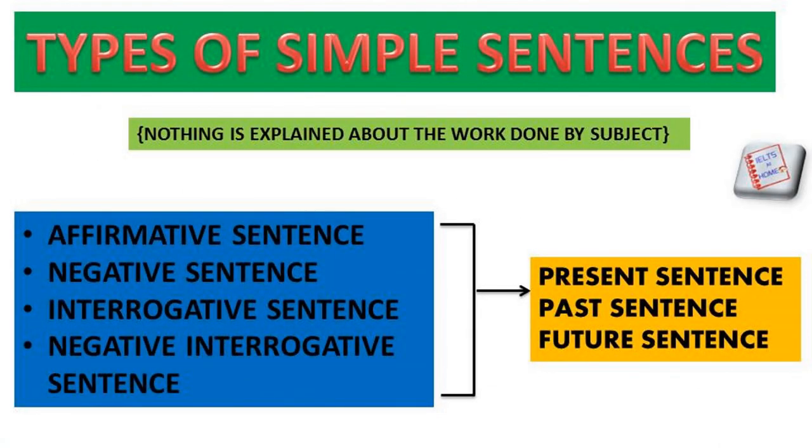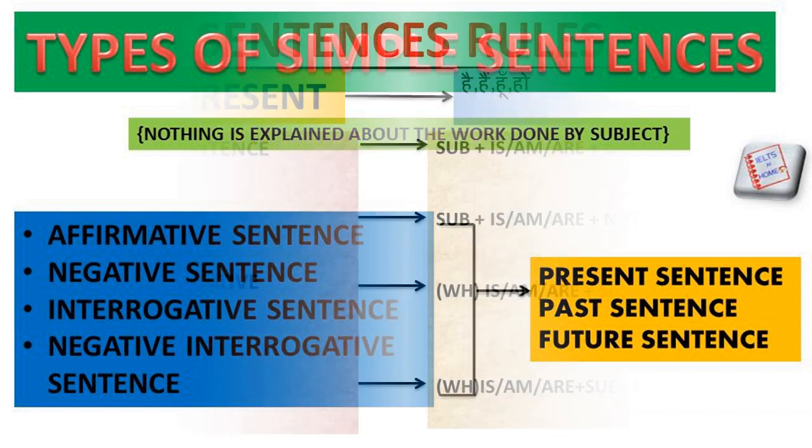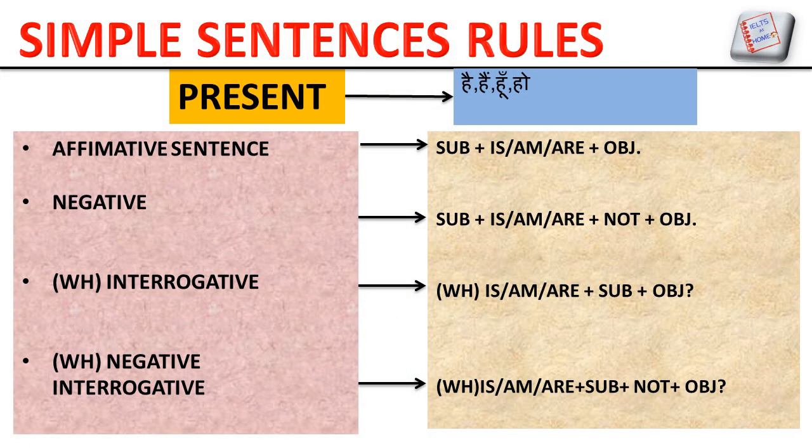As in my previous video, I explained that there are 4 types of simple sentences: affirmative sentences, negative, interrogative, and negative interrogative. And all these can be formed in present, past, and future. And today I'll explain the rules of making simple sentences in present form. Now you can see on your screen the rules related to simple sentences in present.